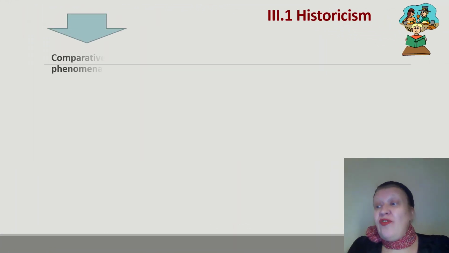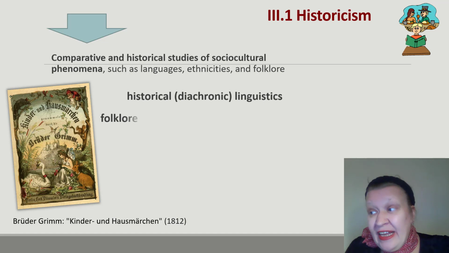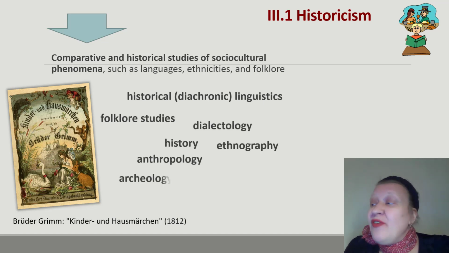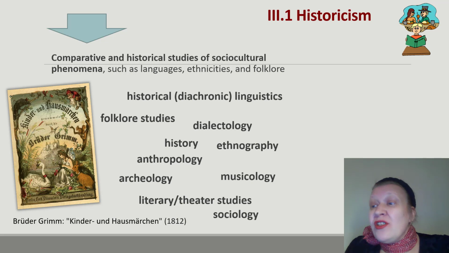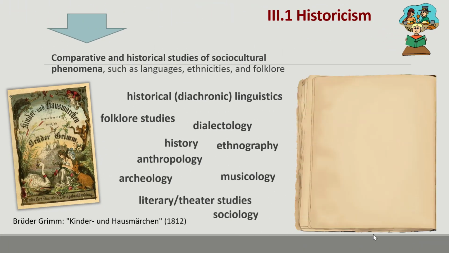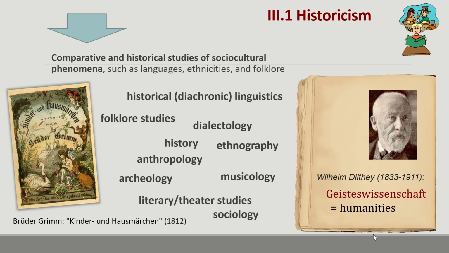The emergence of historical thinking or historical relativism made possible comparative and historical studies of sociocultural phenomena such as languages, ethnicities, and folklore. Historical thinking gave birth to many human sciences as we know them today. All these disciplines, which German philosopher Wilhelm Dilthey will call later Geisteswissenschaften, humanities, were born in the 19th century. Their methodology is grounded in historical thinking.